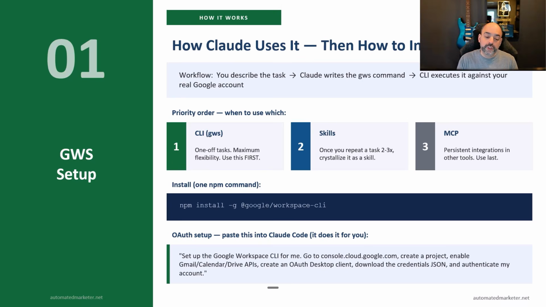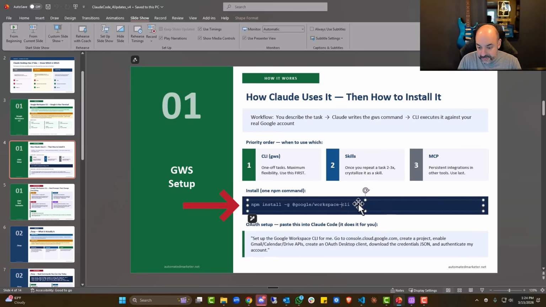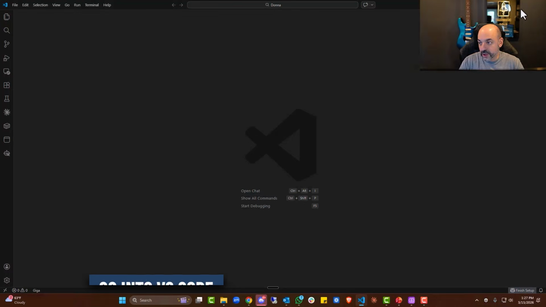So the first thing we're going to do is install Google CLI. Then we're going to use Claude Code to help us install the API and the rest of it to make it super easy. So, jumping right into it, let's go right in here. I am going to hijack this particular code right here because this is the code we're going to need in order to do it. Go into VS Code.